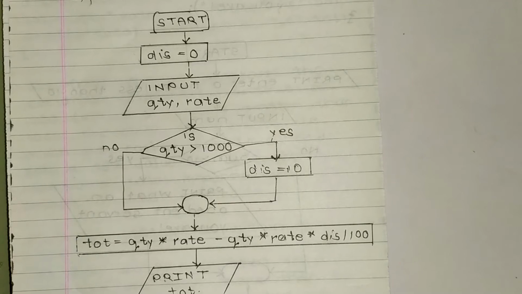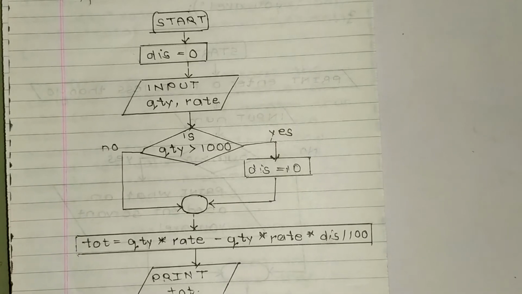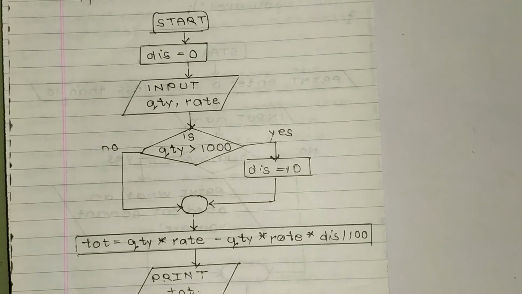So first is start, then after start the arrow is pointing towards this is equal to 0. That means initially discount will be equal to 0. So this stands for discount, so this is equal to 0. Then after this block the arrow is pointing towards input, quantity comma rate. That means inputs are quantity and rate, these are inputs. Now the arrow is pointing towards quantity is more than 1000.